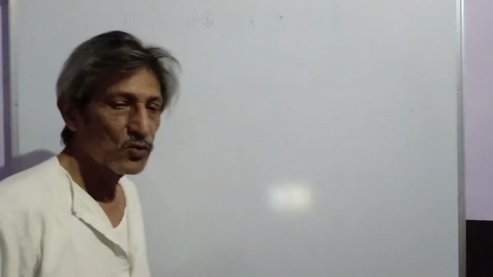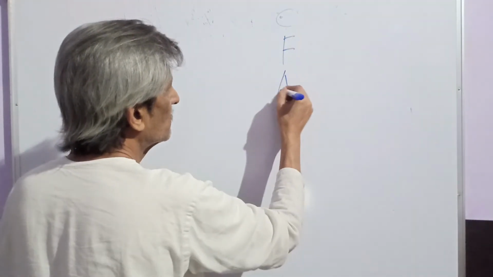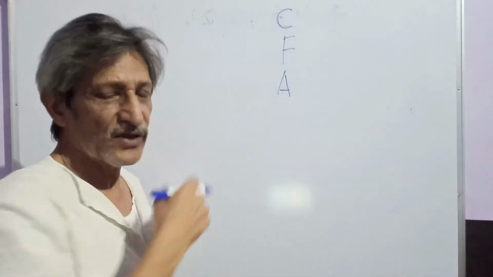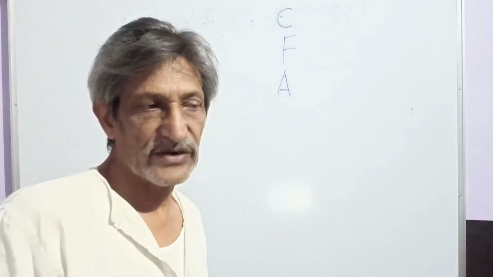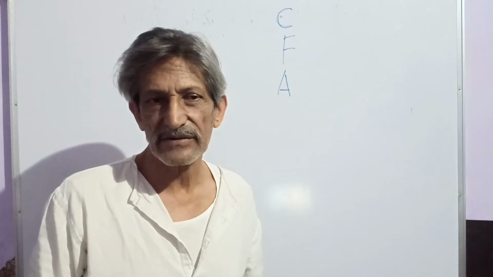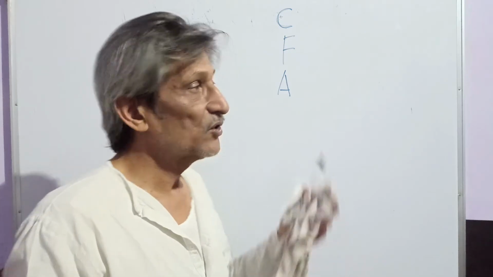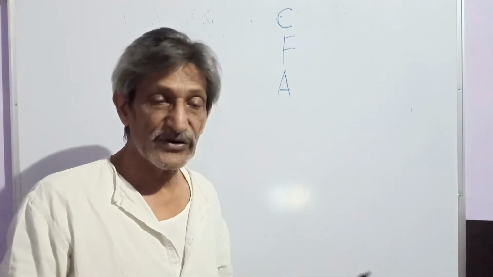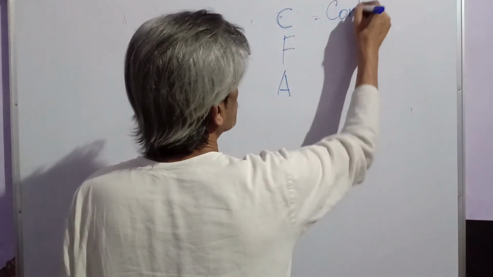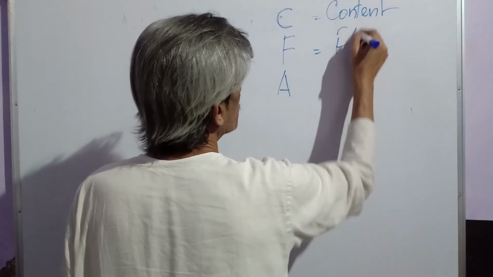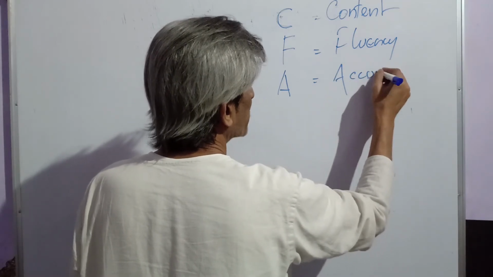Let's go to what is called the CFA. Now CFA is a style of marking which gives us transparency. Because if you are aware of this, then you can score excellent marks, because they say forewarned is forearmed. In the board exams, your checking of your answer sheets, especially of the writing section, will depend on these three criteria. C means content, F means fluency, and A means accuracy.